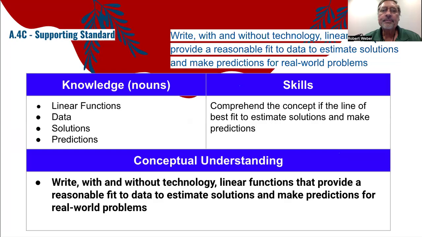Example there. 4C, write with and without technology, line of best fit, and estimate solutions off of that. Again, regressions are huge here if you've got that skill.